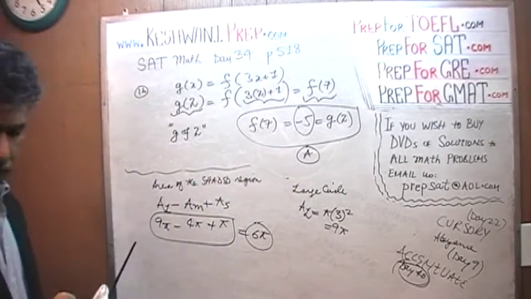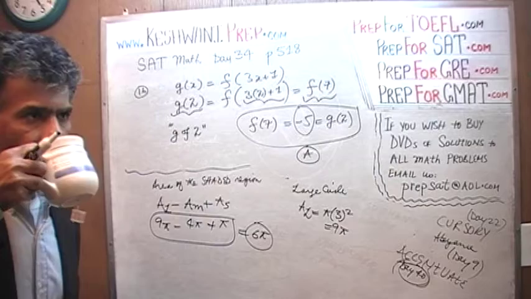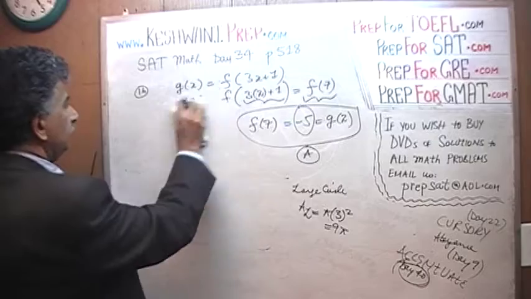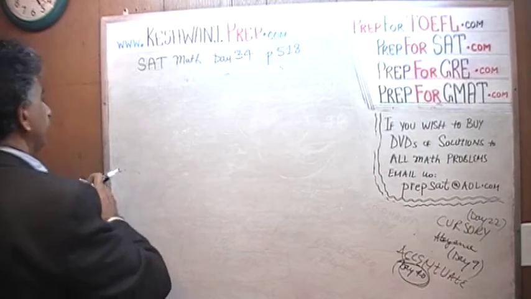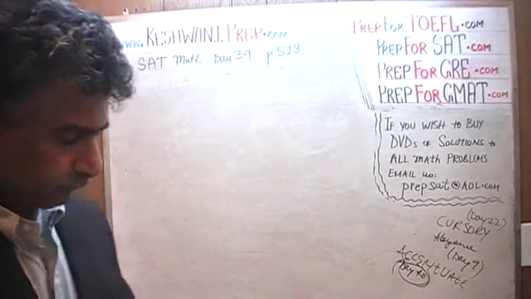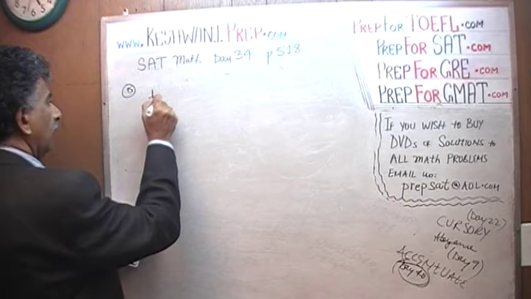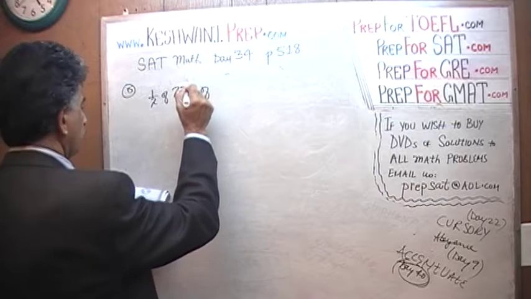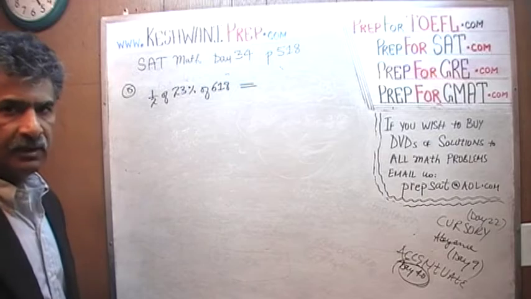Let's go on to the next one then. The one before that, number 15. In number 15, they are looking for half of 23% of 618. Half of 23% of 618.